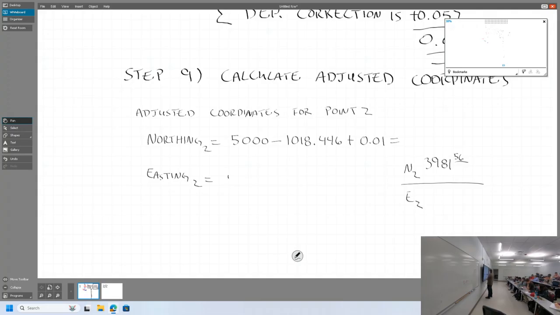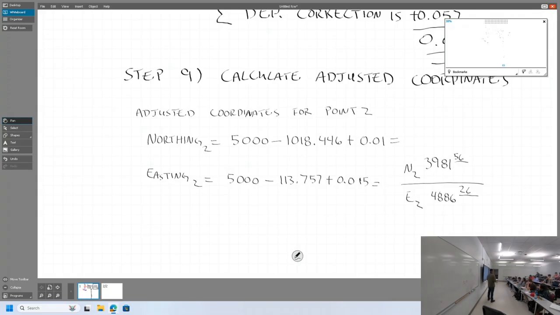And our easting for point 2. We get that 5,000 minus that departure value, which was negative 113.575, plus that first correction departure, 0.015, and we get the value of 4,886.26. So that is the adjusted coordinates for point 2 now.